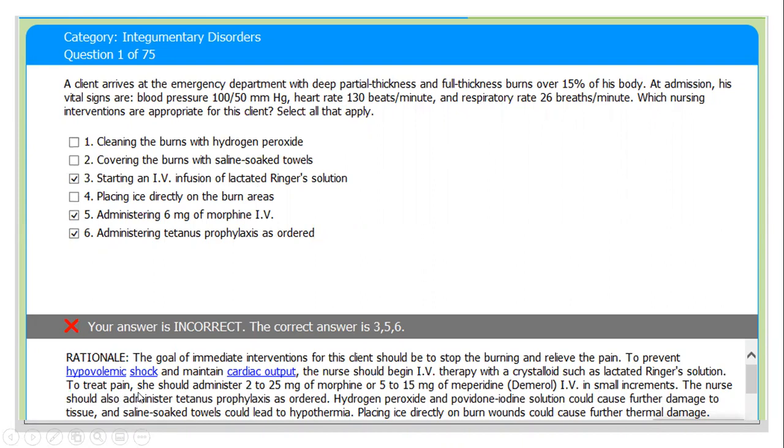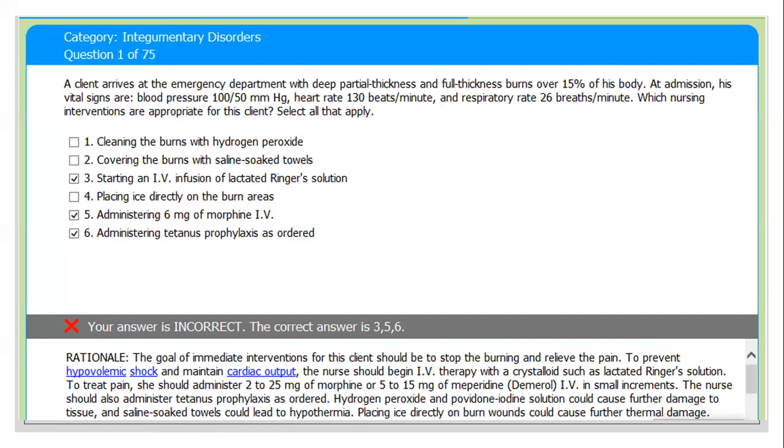Also, to treat the pain, she should be administered 2 to 25 milligrams of morphine or 5 to 15 milligrams of meperidine. Another name for meperidine is Demerol. We give them IV in small increments. The nurse should also administer tetanus prophylaxis as ordered.